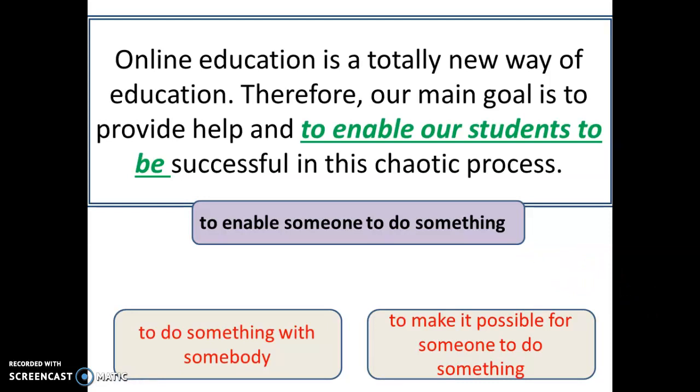Okay, so here, when you read the sentence, enable means to make it possible for someone to do something, because in this sentence you can see our main goal is to provide help, which is something positive, and to enable our students to be successful. This word comes from able. When you make it a verb as enable, it means you're helping or making it possible for that person.